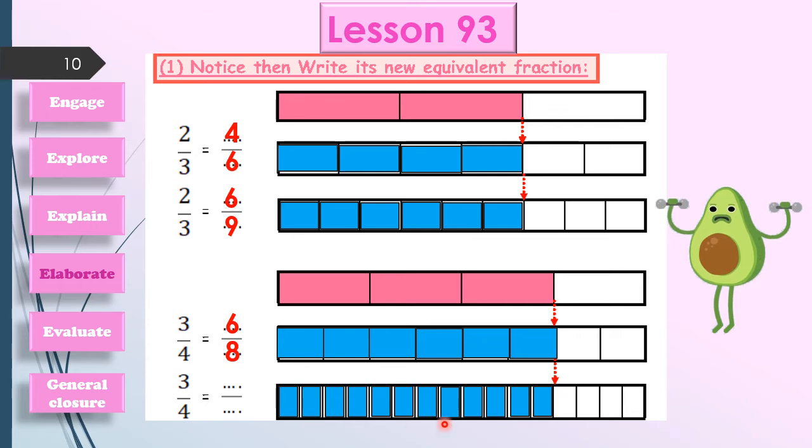Here we have 16 equal parts in the denominator, and ask yourself, 4 times what equals 16? Good job, it will be 4. 4 times 4 equals 16. And as I do down in the denominator, I will do up in the numerator. 3 times 4 equals 12. It is the same result as mentally. It will be, mathematically and mentally, 3/4 equals 12 sixteenths. Good job.